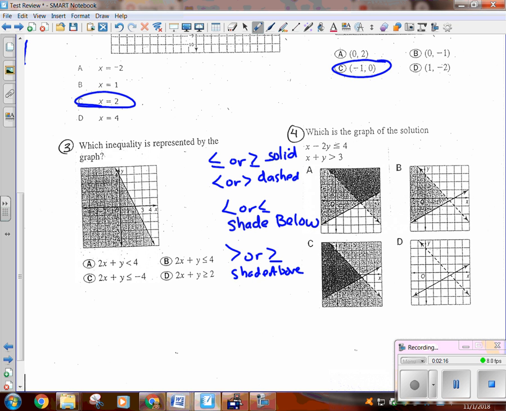If at any time we divide by a negative, ding, ding, warning, warning, warning. I hope those warning bells go off to remind you to flip the sign. That would be only if you divided or multiplied by a negative.